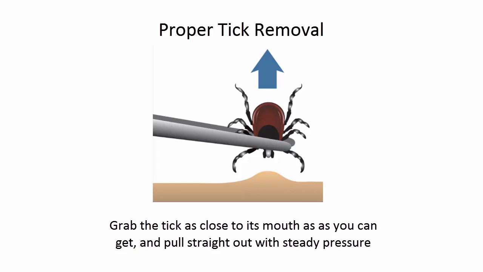After removing it, dispose of a live tick by either submersing it in alcohol, placing it in a sealed bag or container, or flushing it down the toilet. Never crush a tick with your fingers. Reduce the risk of disease transmission.